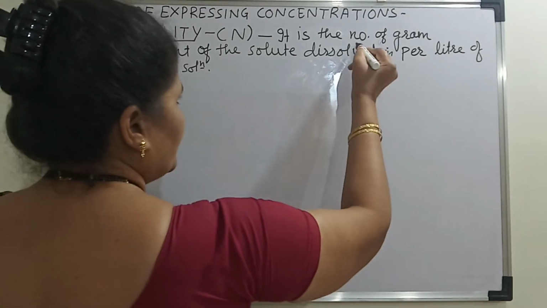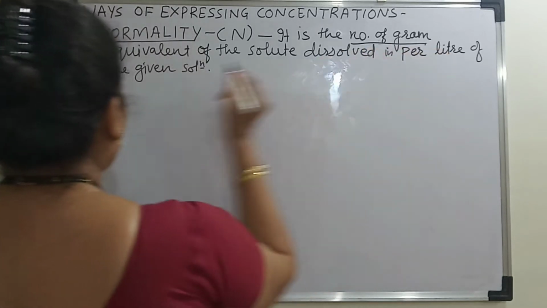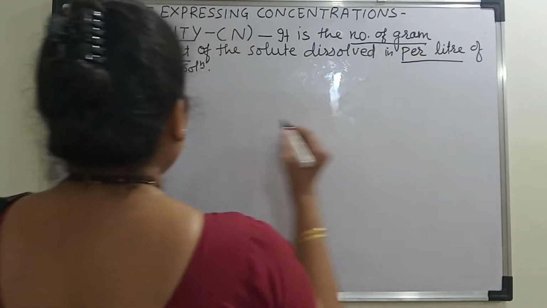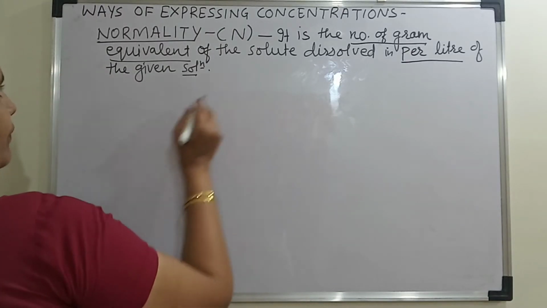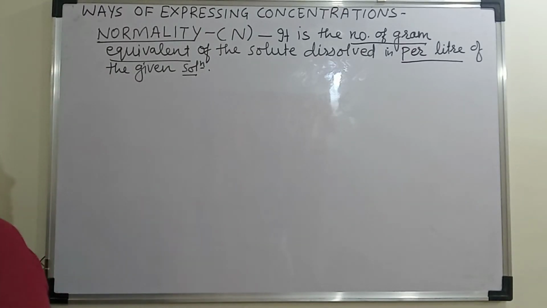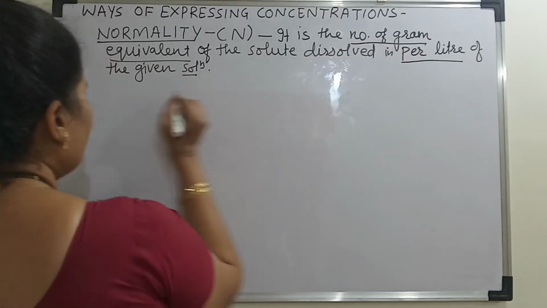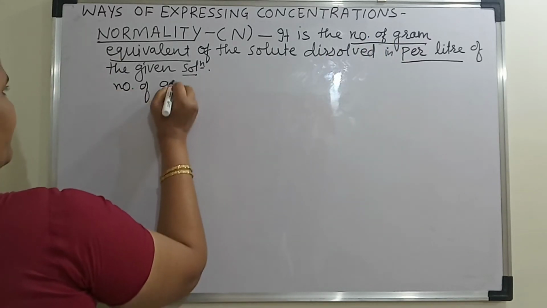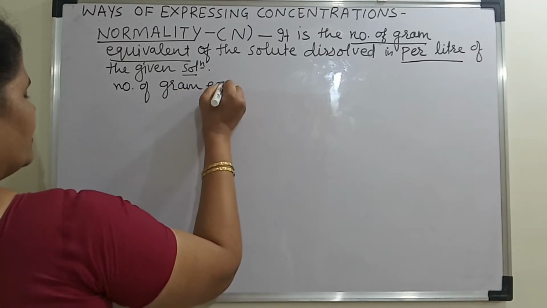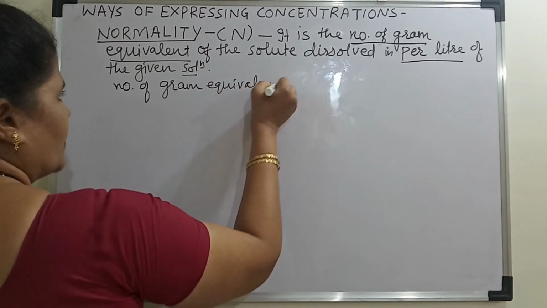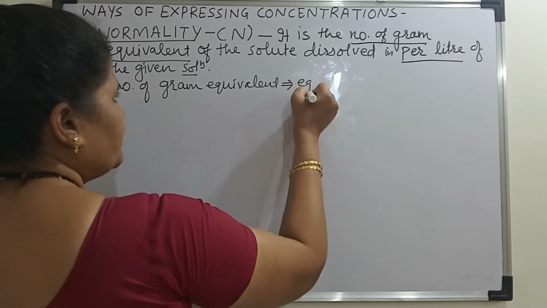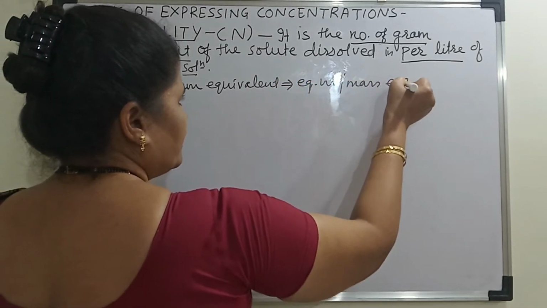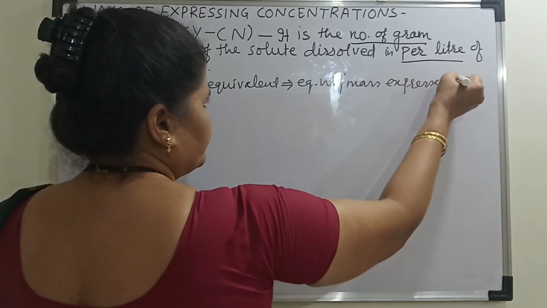What is important here, student, is number of gram equivalent, and here the per liter means the volume of the solution. Now first, before going for the formulas, let us see what is the meaning of number of gram equivalent. So number of gram equivalent is simply equivalent weight or mass expressed in gram.